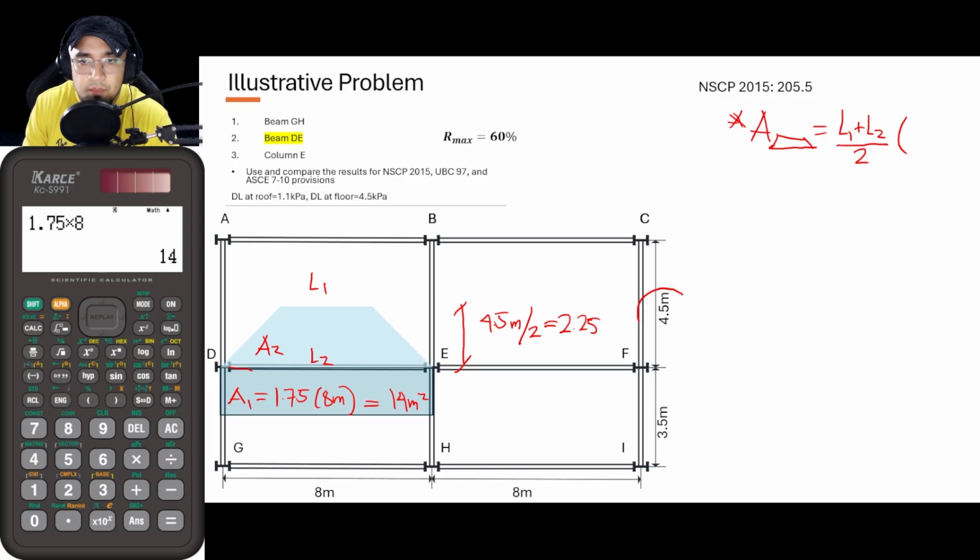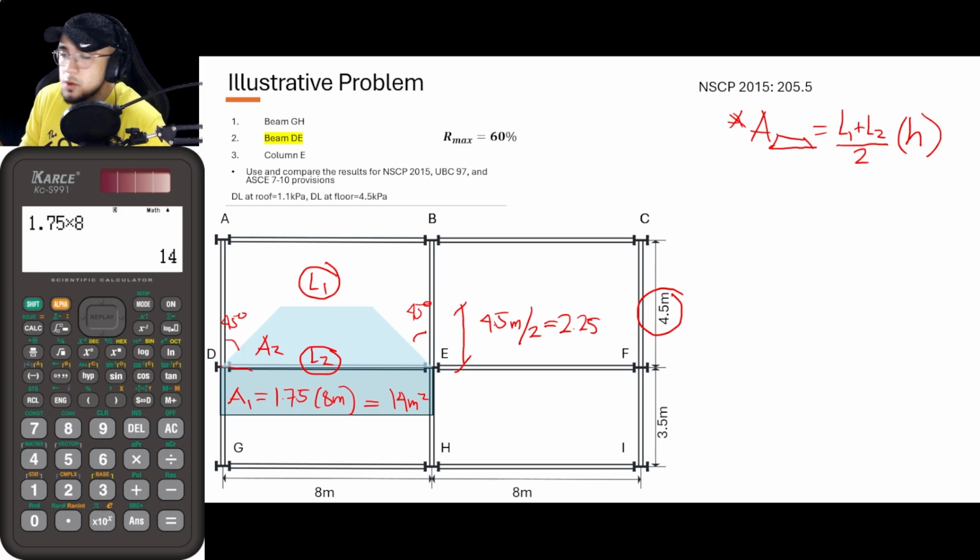Okay, so this is 4.5 meters, times h of this side. We already know the value of L2, that is 8 meters. But what about the value for L1? Take note, guys, that this angle here is 45 degrees, and this angle here is also 45 degrees.